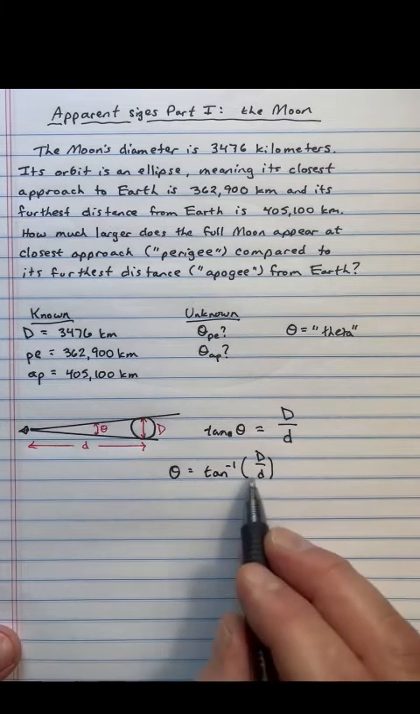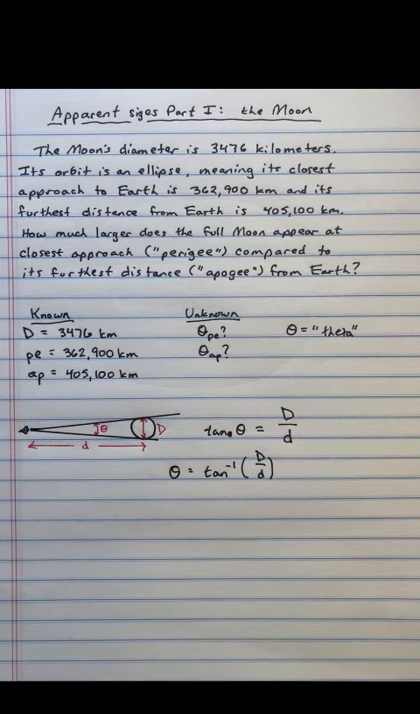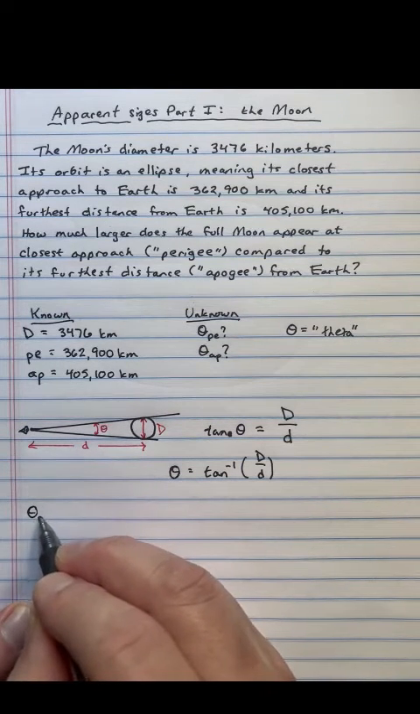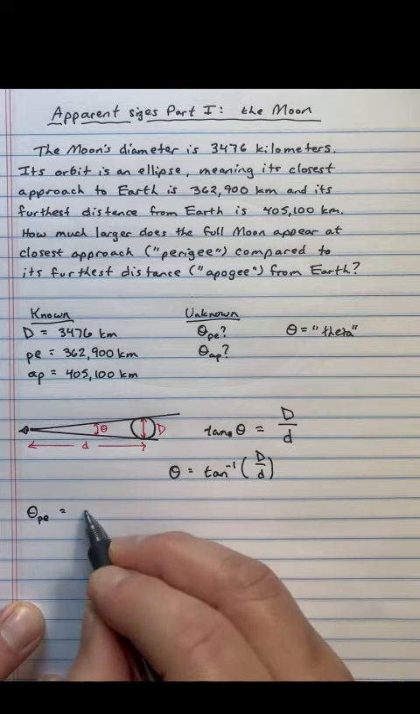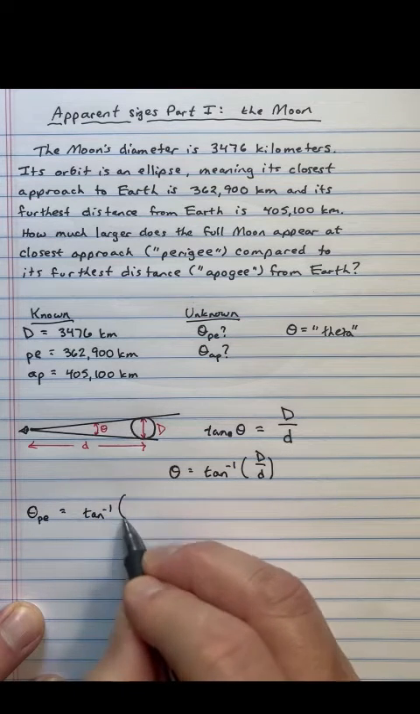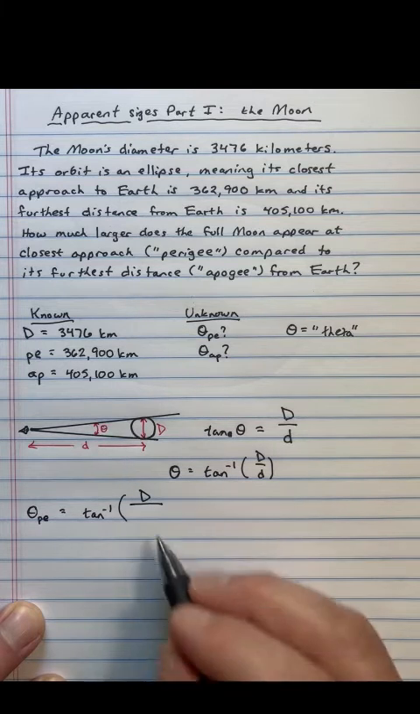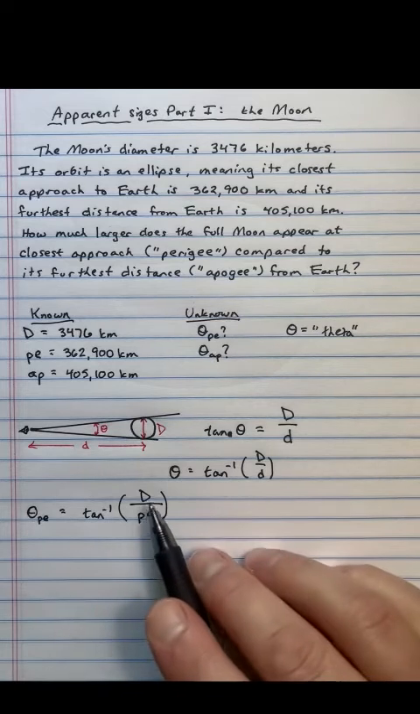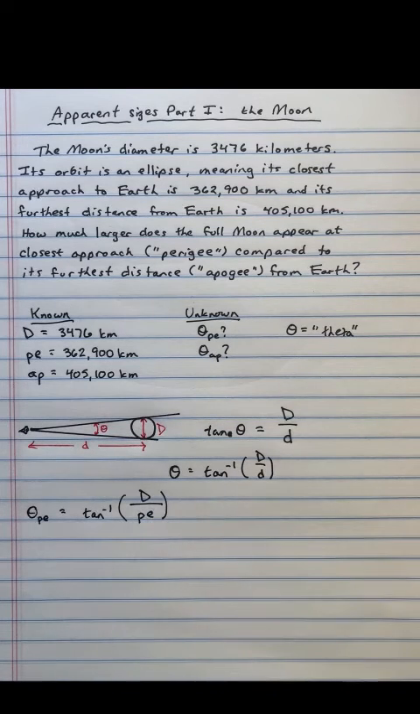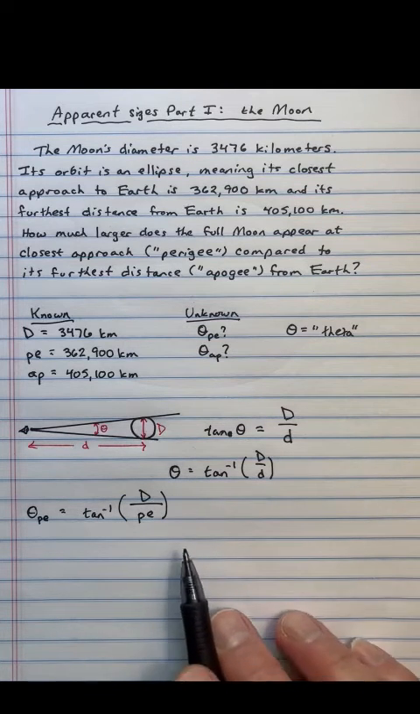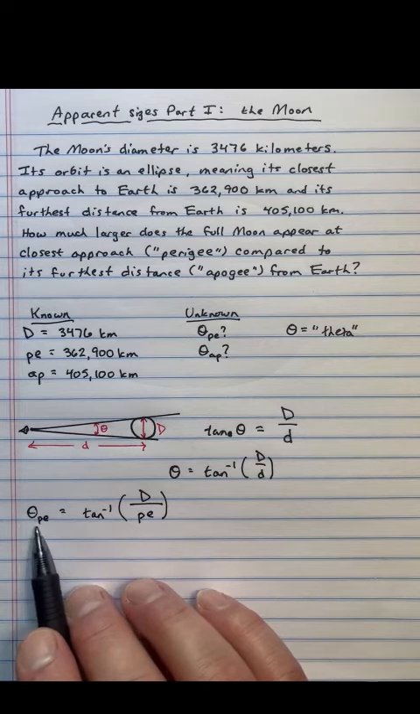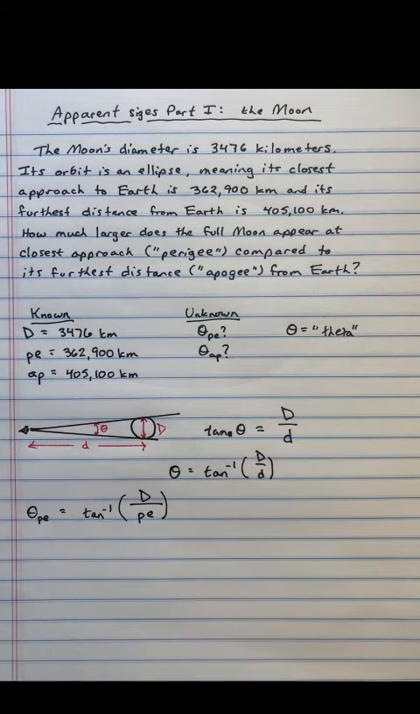So this is a general formula. We want to take that general formula and apply specifics to it. So we're interested in the perigee angle, for example. That would be the inverse tangent of the diameter of the moon divided by the perigee distance, like this. Now, I don't have to have anything different for diameter because the moon's always the same size and shape, right? It doesn't change. But the perigee is a specific thing, so we have to use that specific number.